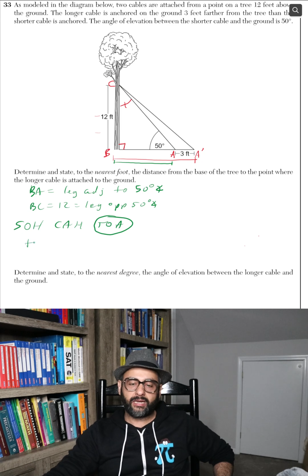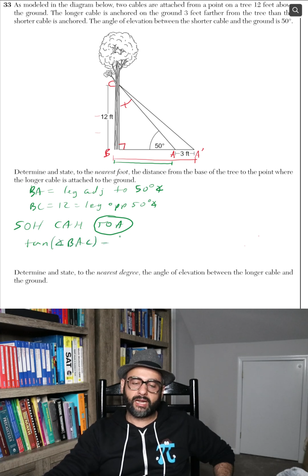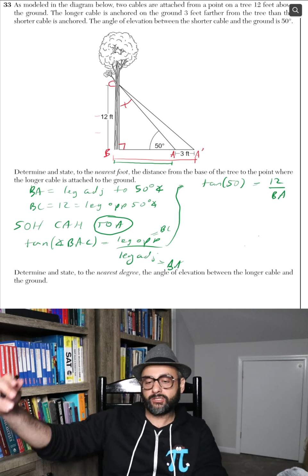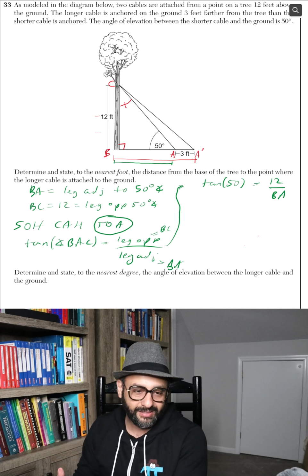So tan of that angle, angle BAC, is equal to the leg opposite divided by the leg adjacent. And so I put the numbers in. I got tan of BAC, tan 50, is equal to the length of the leg opposite, 12, this is BC, over the leg adjacent, BA. It's okay that I don't know BA, because if I did know BA, I would just state the length of BA, and I'd be on the second part of the problem.